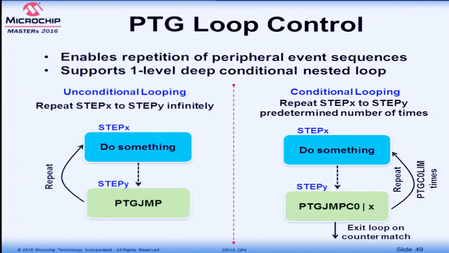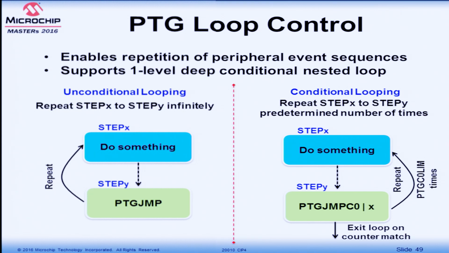And finally, there are the PTG loop control features, which are basically unconditional looping or conditional looping. I'd already mentioned that once you execute a PTG jump command and you specify which step number you want to jump to, it will immediately start executing that specified step. So you can use this to repeat a whole block of PTG commands. Similarly, conditional looping continues executing this block until the loop counter 0 or 1, whichever you are using, decrements to 0. Then it moves on to the next step command in the sequence.